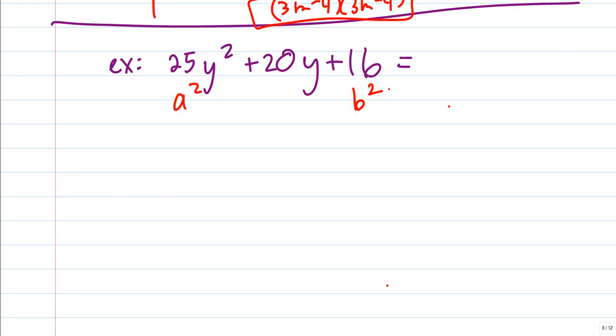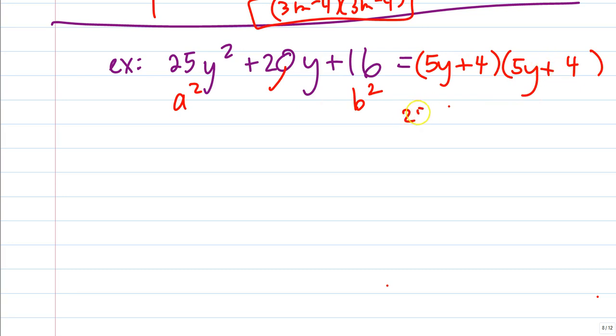So wouldn't that be lovely if it factored nicely? What would multiply to make 25y squared? What would multiply to make 16? Don't just put this and circle it and move on. Check that that makes a 20. See, 5 times 4 is 20, and 5 times 4 is 20. This won't work, and here's why. This would give me 25y squared plus 20 plus 20 plus 16. That does not make that 20 in the middle.